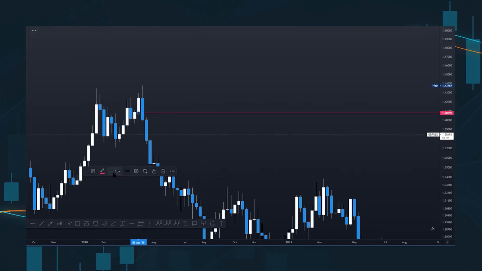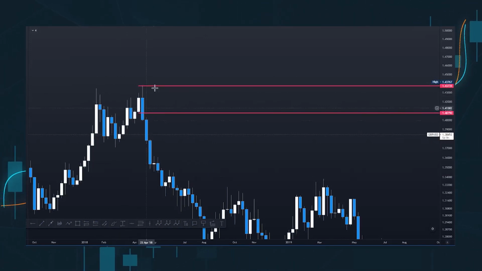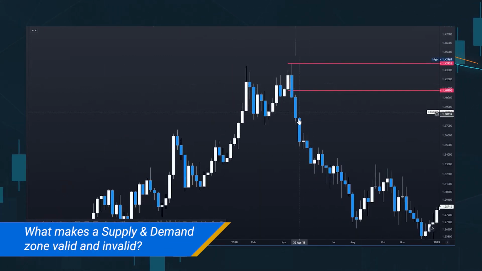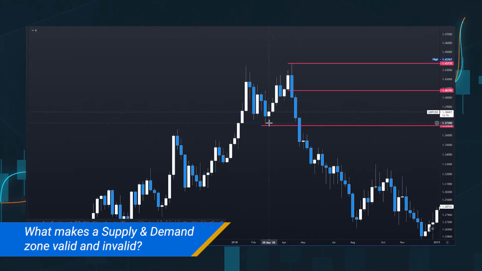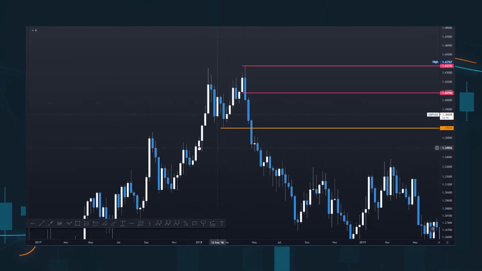So what I'll do is I'll map this out as a supply, and that's where I'm going to map my supply. And the reason why it's also valid is because, if you look at the momentum here, you've got 3 solid bearish candles which broke previous structure. Okay, so that structure there was broken. This validates this supply zone.